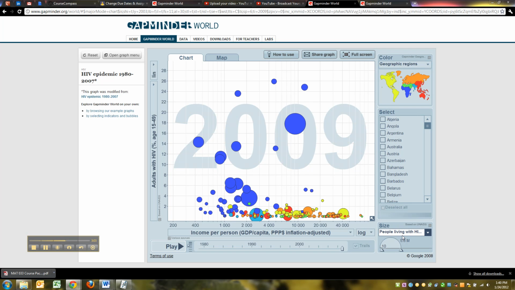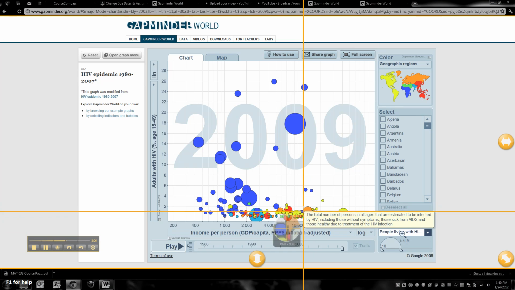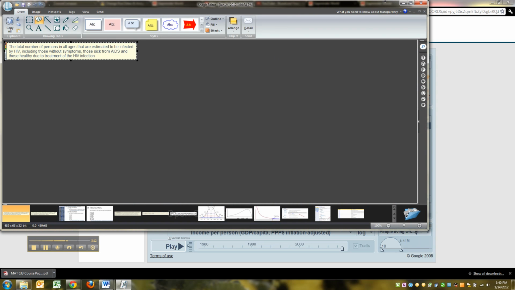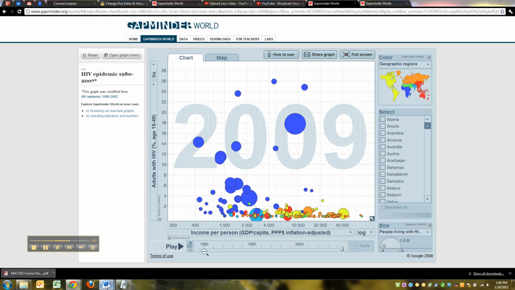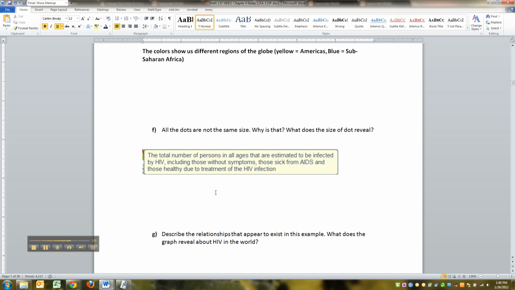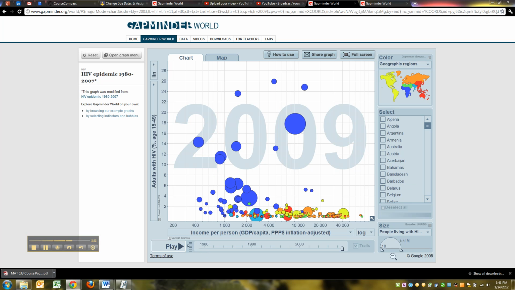So what is it saying it is? And it says it right here. It's the total number of persons in all ages that are estimated to be infected by HIV, including those without symptoms, those sick from AIDS, and those healthy due to treatment of HIV infection. So in other words, it's the number of people in your country that are living with HIV. That is not always the case in every graph. That's just the case in this graph. So think about what that means. That means that the bigger the dot is, the more people are living with HIV in your country.